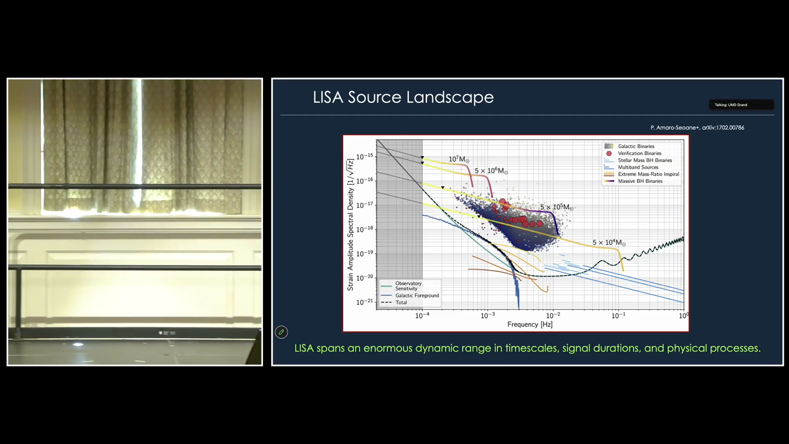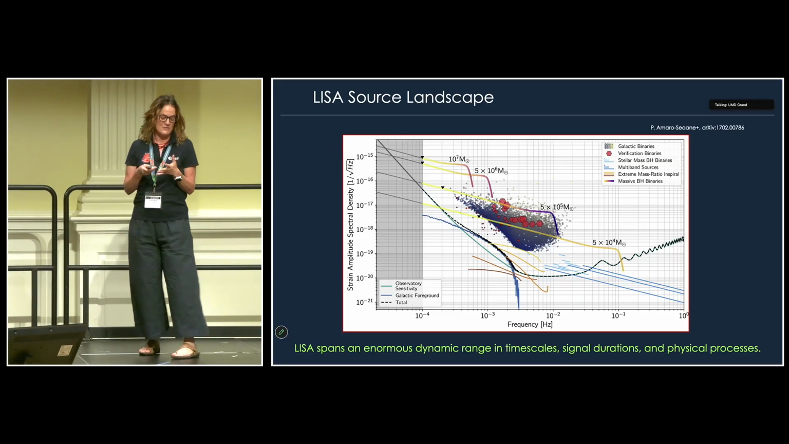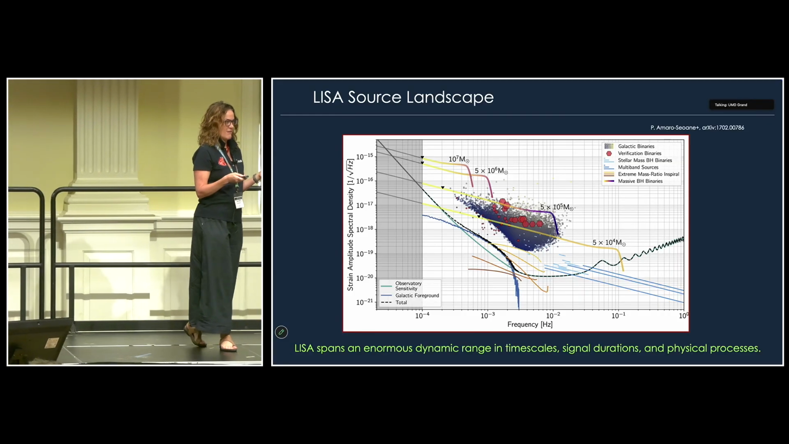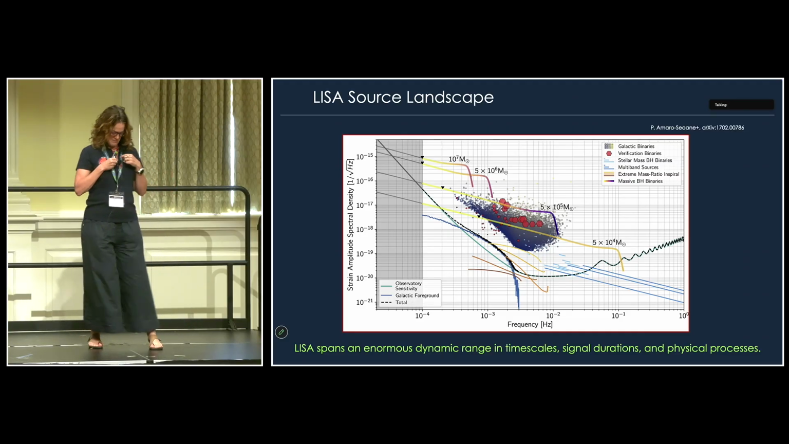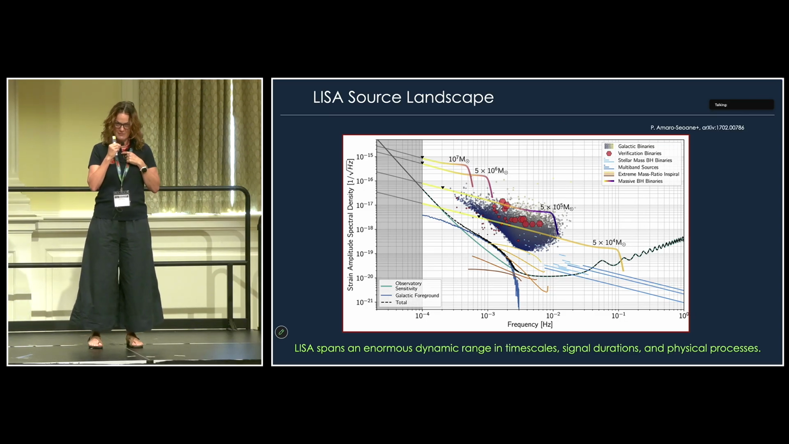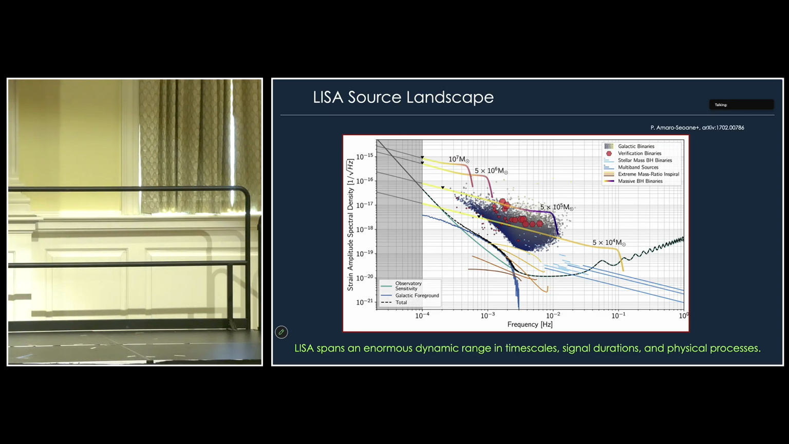When we look at slides like this, it really captures the complexity of LISA and the opportunities we have, right? Because we have all these beautiful sources from galactic binaries, both unresolved and resolved, our stellar mass black hole binary, I'll come back here and be a good girl. They'll keep me honest by standing here.